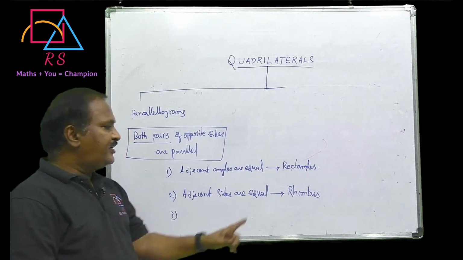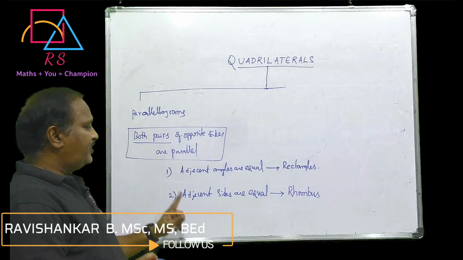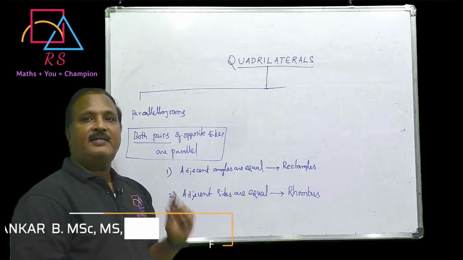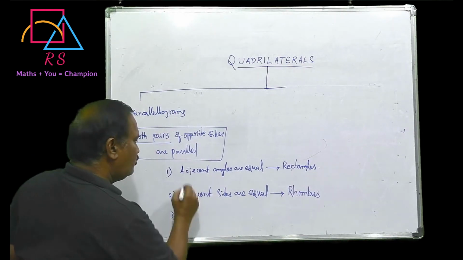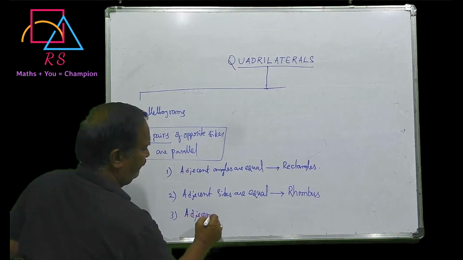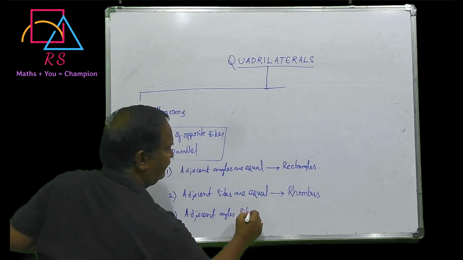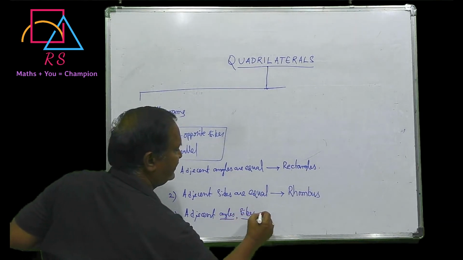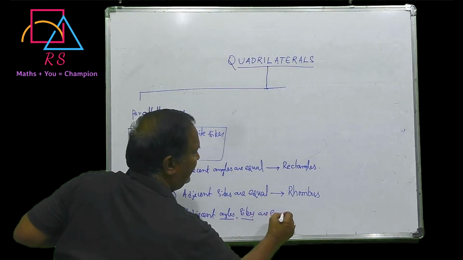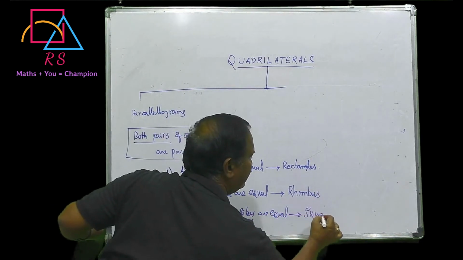Then what is the definition of a rhombus? A rhombus is a parallelogram in which adjacent sides are equal. If these two things are together, that means adjacent angles and sides are equal, then we call it a square.